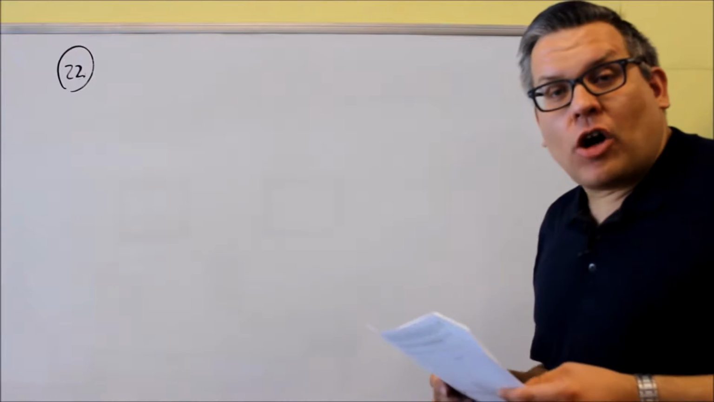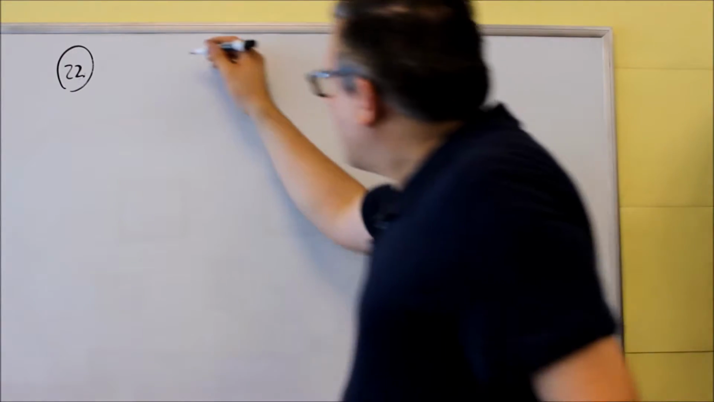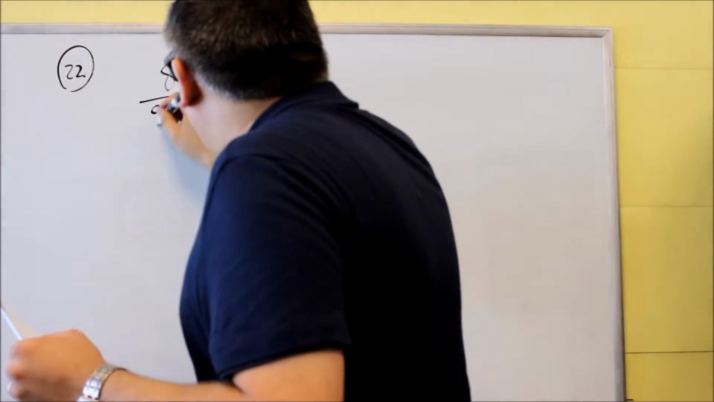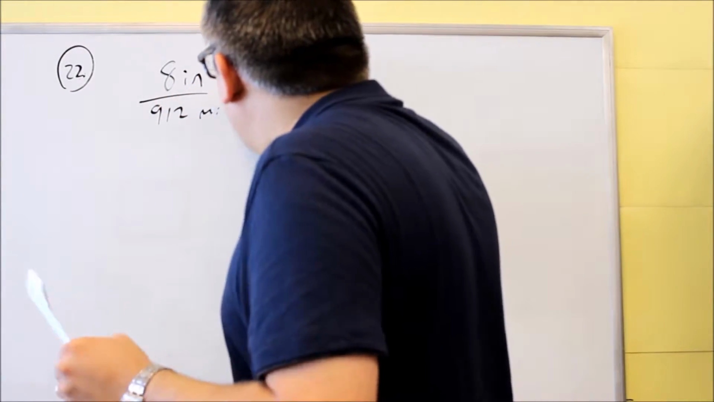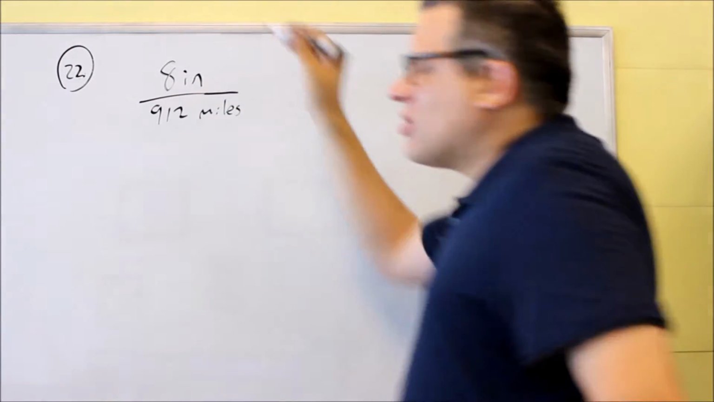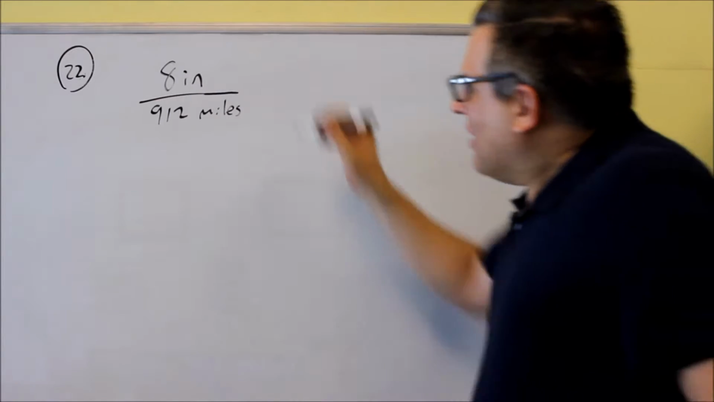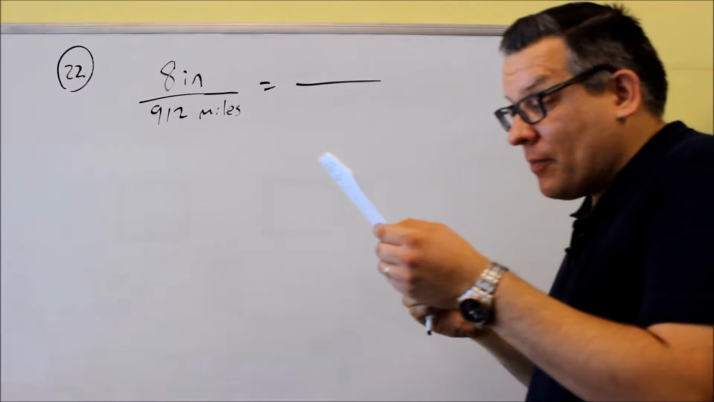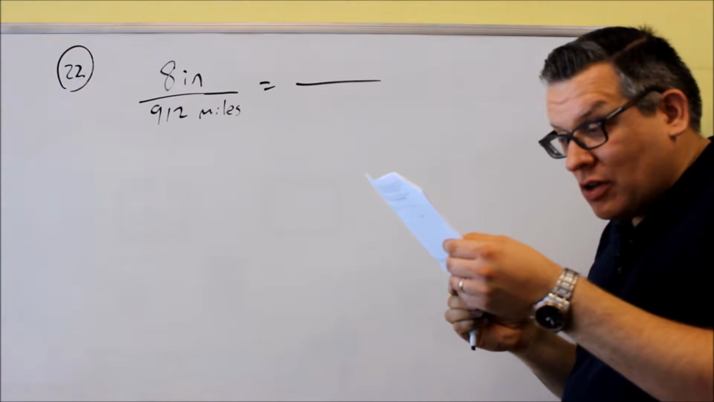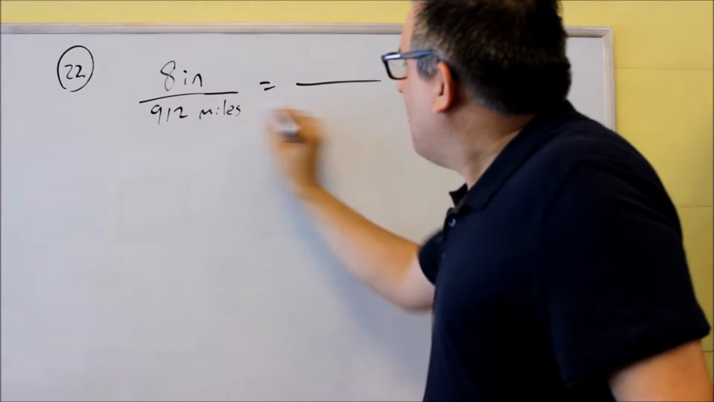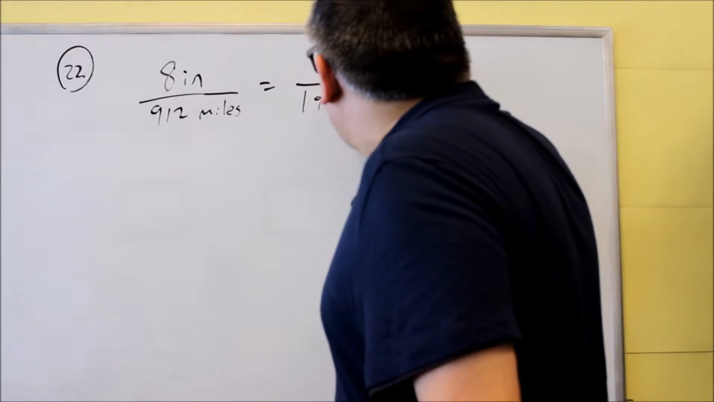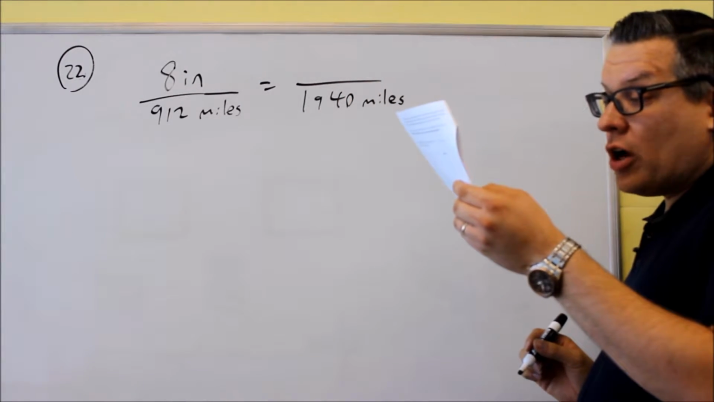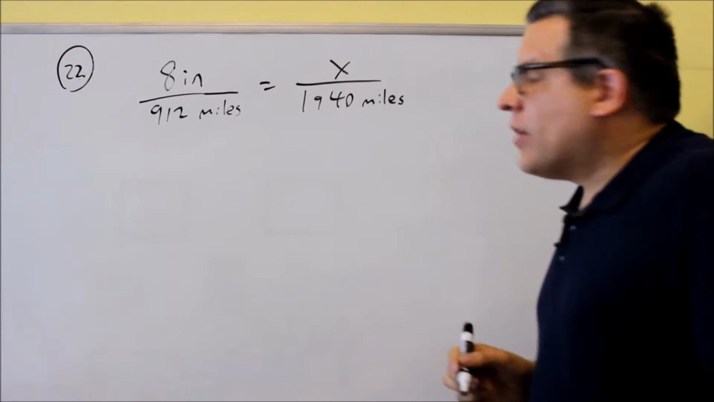This is a type of problem that involves a proportion setup. It's telling us that 8 inches on the map itself really represents 912 miles, okay? So this is a type of relationship that they give you. What I'm gonna do is I'm gonna set up another one over here. It says that the actual distance between Milwaukee and Seattle is 1940 miles. So because I'm putting the miles in the bottom, I'm gonna put 1940 miles down below here, and it says how far apart are Milwaukee and Seattle on the map. So that means I'm going to put an X on top.